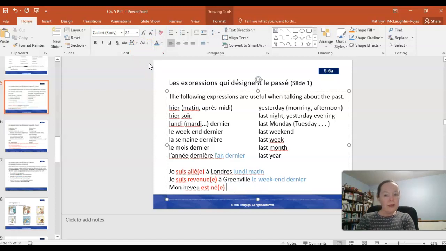Mon neveu est né la semaine dernière. So mon neveu, if you remember from the family expressions you learned about in chapter 4, that would be my nephew. My nephew was born, est né. If you remember in that maison d'être chart, the very first verb at the top is naître, to be born, and that's conjugated in passé composé avec être. Oh, mon neveu est né la semaine dernière.